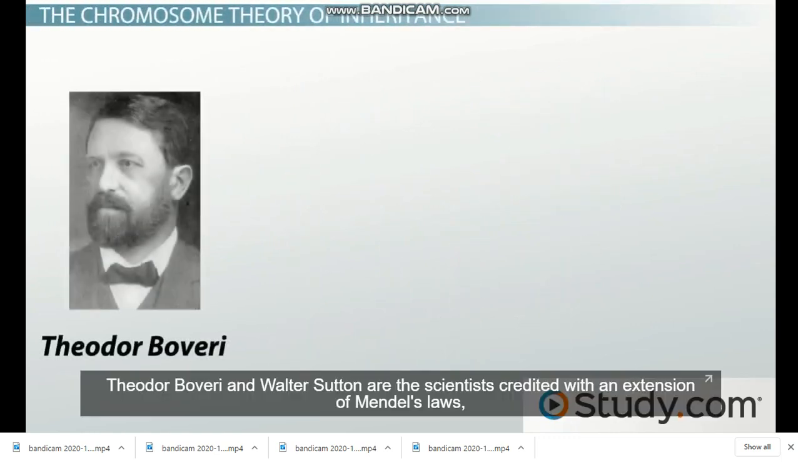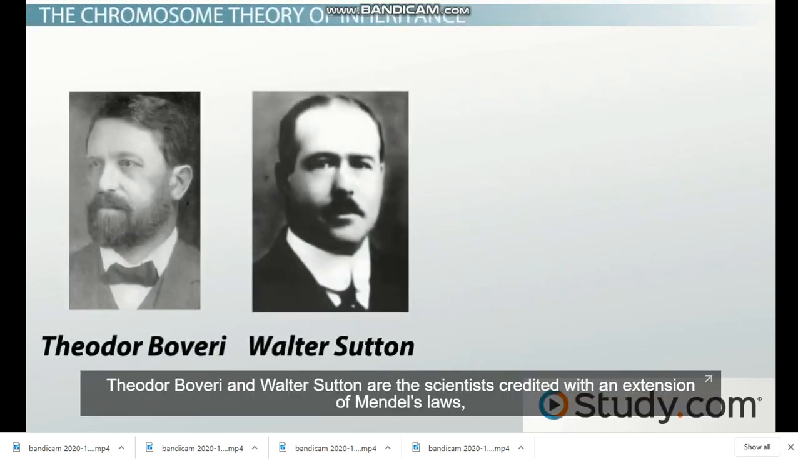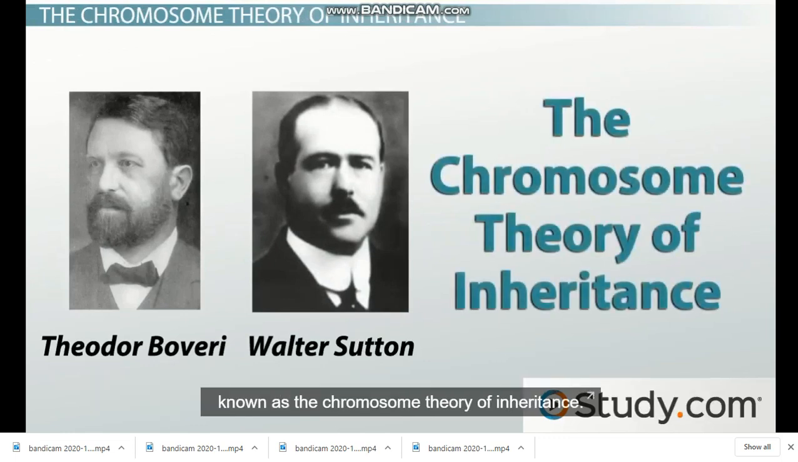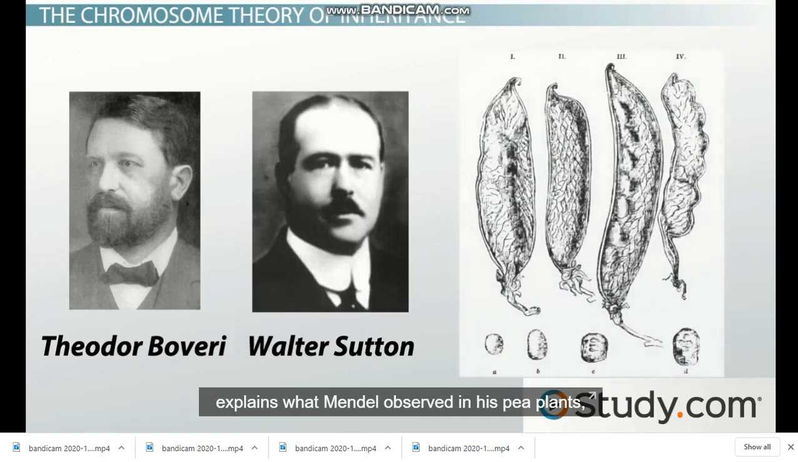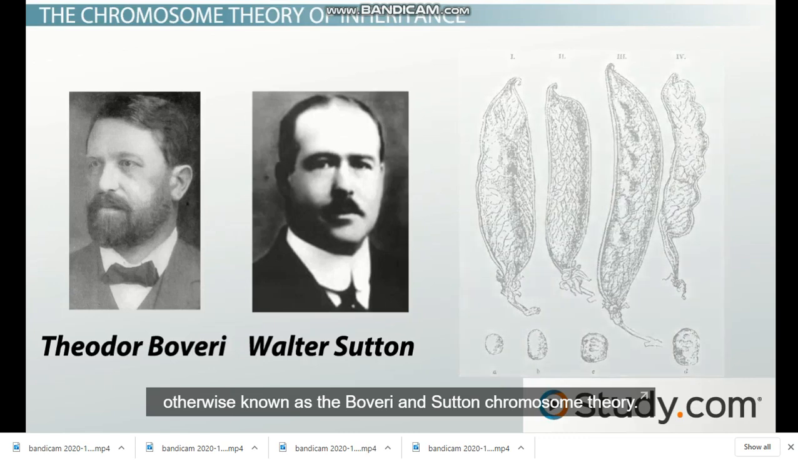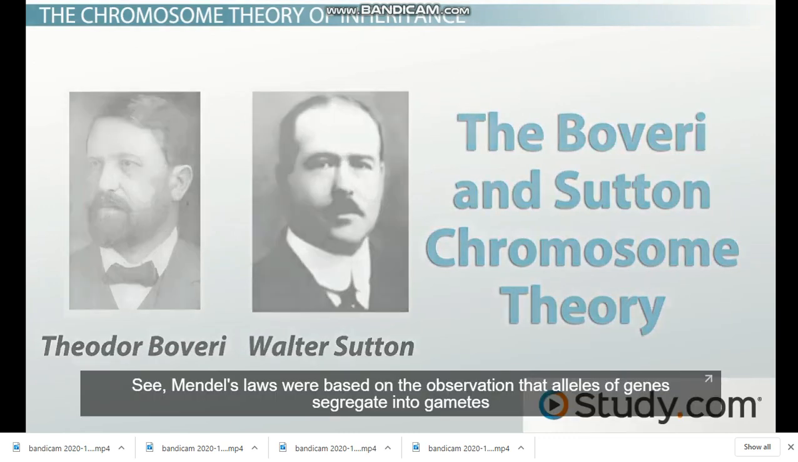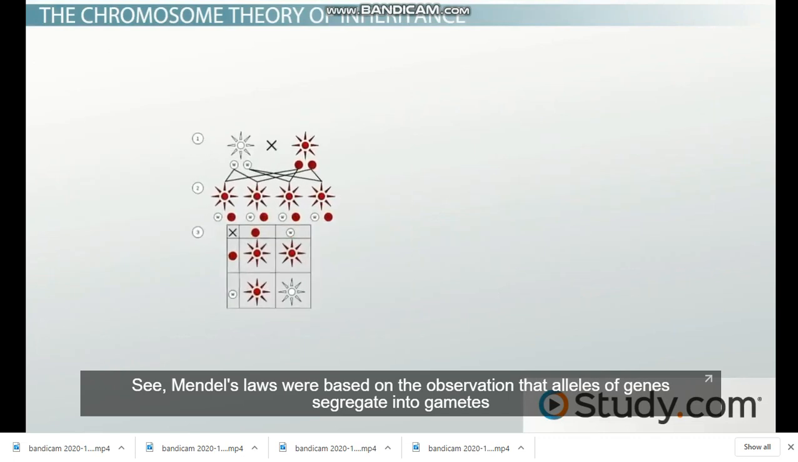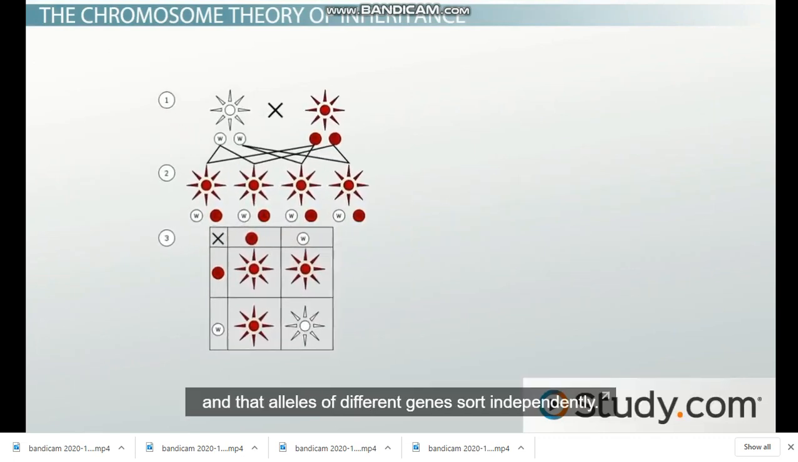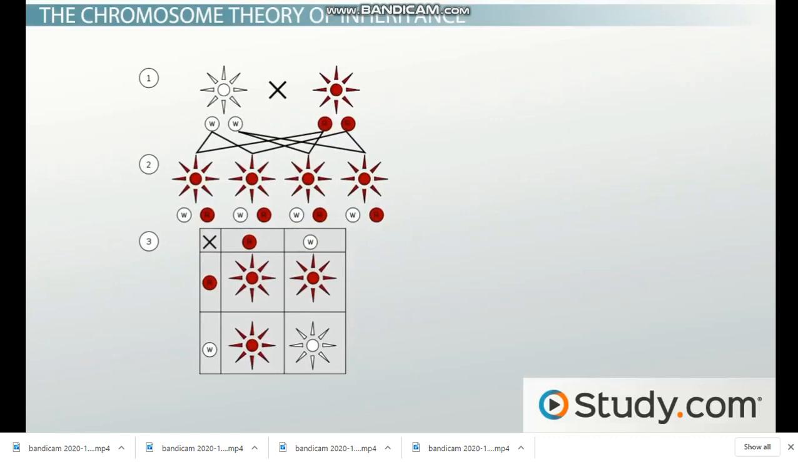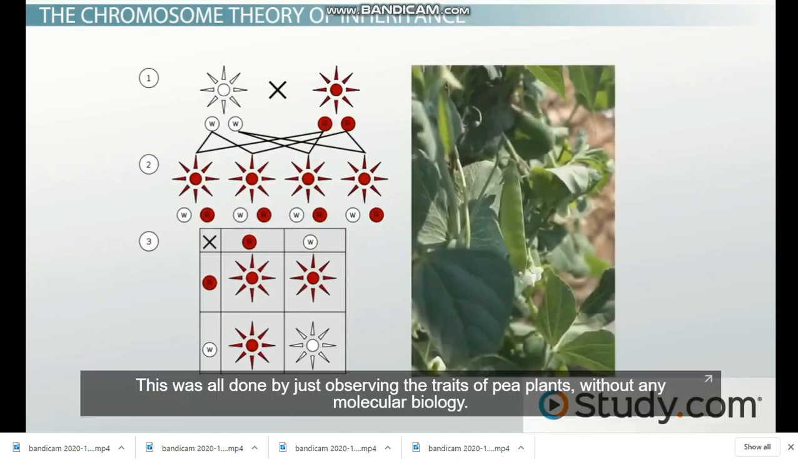Theodore Boveri and Walter Sutton are the scientists credited with an extension of Mendel's laws known as the chromosome theory of inheritance. In essence, this theory, which was developed in the early 1900s, explains what Mendel observed in his pea plants, otherwise known as the Boveri-Sutton chromosome theory. See, Mendel's laws were based on the observation that alleles of genes segregate into gametes and that alleles of different genes sort independently. This was all done by just observing the traits of pea plants without any molecular biology.